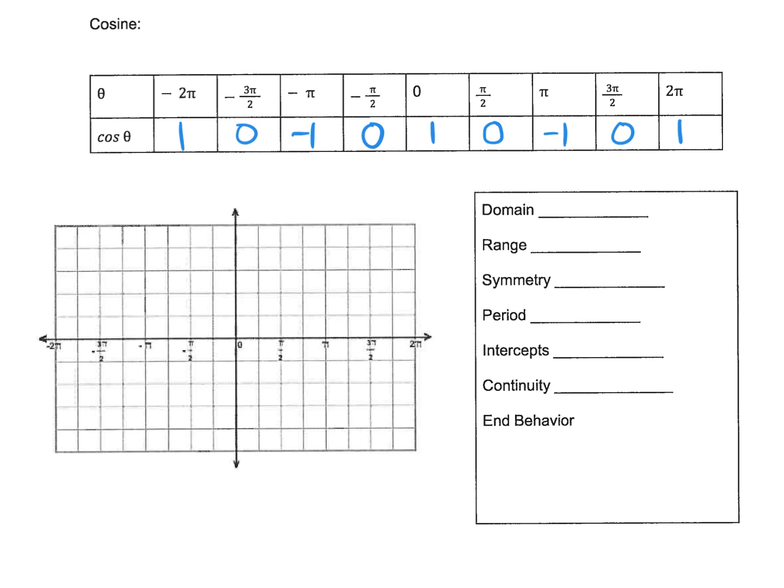At 0, we are now at 1. At pi over 2, we are at 0. At pi, we are at -1. 3 pi over 2, we are at 0. And then at 2 pi, we are at 1. And then we go back the other direction, don't we? 0, -1. Oops, sorry. I got ahead of myself. 0, -1. 0 and 1, right? So look how this guy looks.